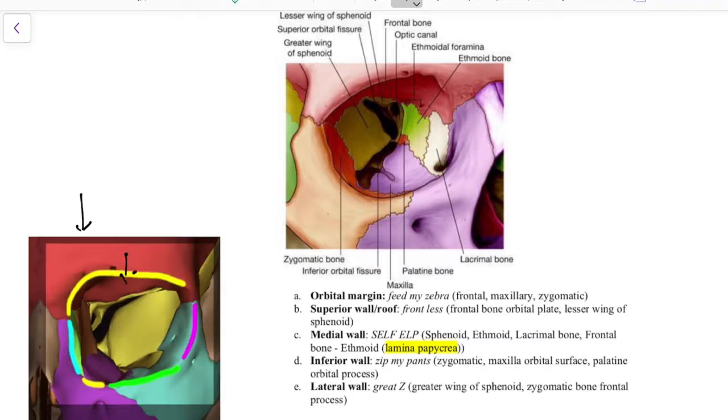So specifically, we have the orbital plate of the frontal bone, and then the yellow, you can see the lesser wing of the sphenoid bone as a superior wall. Then we have a medial wall, which is the sphenoid bone, ethmoid bone, lacrimal bone, and the ethmoidal frontal bone. Then we have the inferior wall, which is your zygomatic, your orbital surface of the maxilla, and the palatine orbital process. And then the lateral wall is the greater wing of the sphenoid bone and the frontal process of the zygomatic. So here we can see the greater wing of the sphenoid bone and frontal process of the zygomatic bone. So that is all the bones of the eye and the orbital margin.